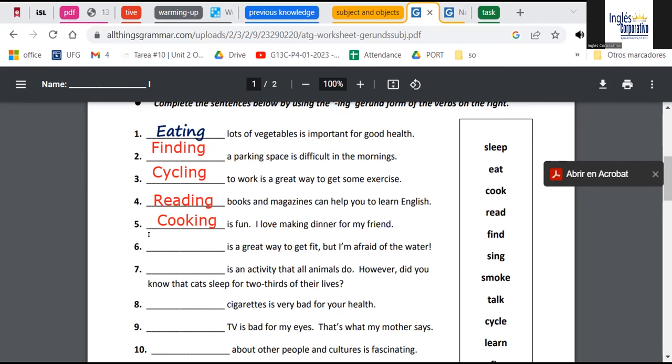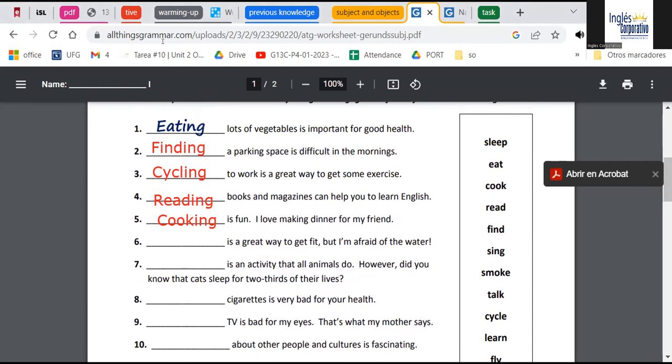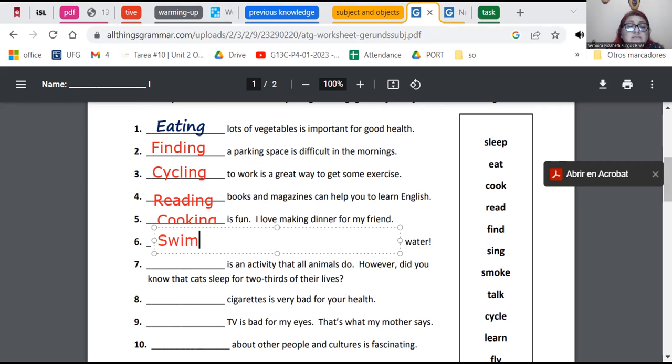Okay. Number six. It's a great way to get fit. But I'm not afraid of the water. Swimming. Okay. Could you give me the spelling for swimming? Could you spell the verb swimming? The gerund? Swimming. So how do you spell that word? Spell it. S-W-I-M-M-I-N-G. Okay. Swimming, very good.